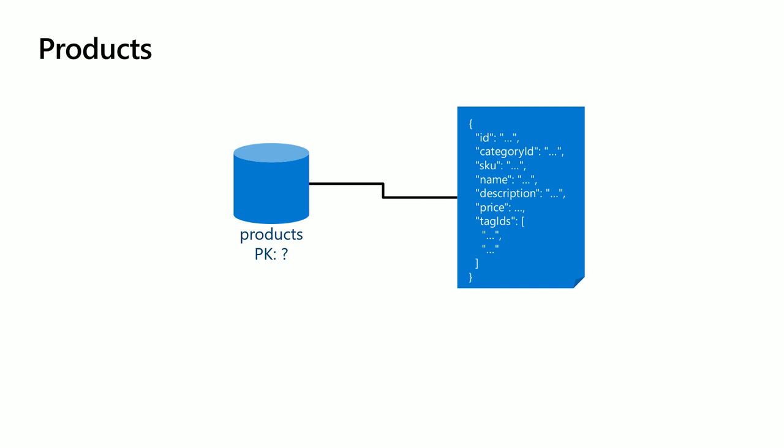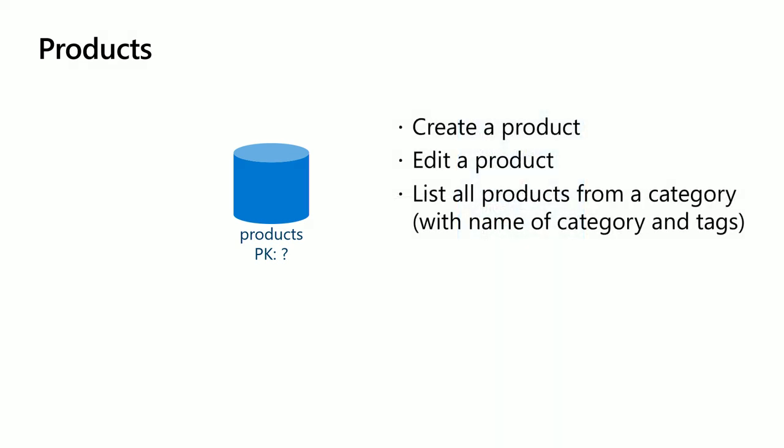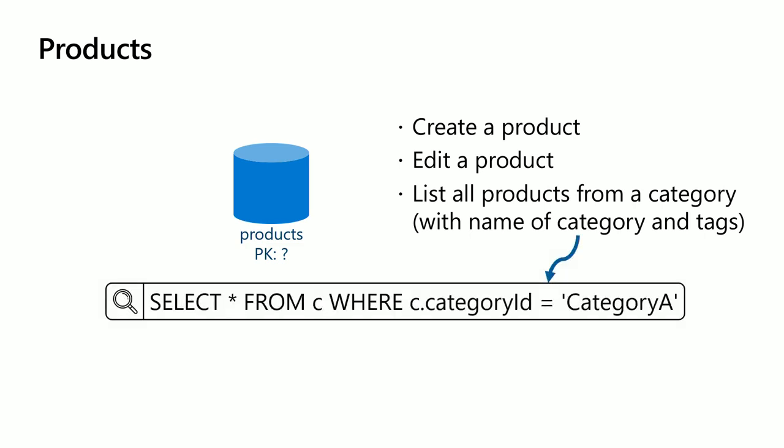Let's look at the access patterns to decide on the partition key. I should obviously be able to create and edit a product, but the interesting query here is listing all the products from a category. That's typically how my customers are going to browse the website. They click on the category, and then we list all the products corresponding to that category. And obviously, in order to be user-friendly, when I return a product, the customer is expected to see the full name of the category and the full name of all the corresponding tags. The SQL query here to get all the products for a category would be SELECT * FROM c WHERE c.categoryId equals the category ID I'm looking for.